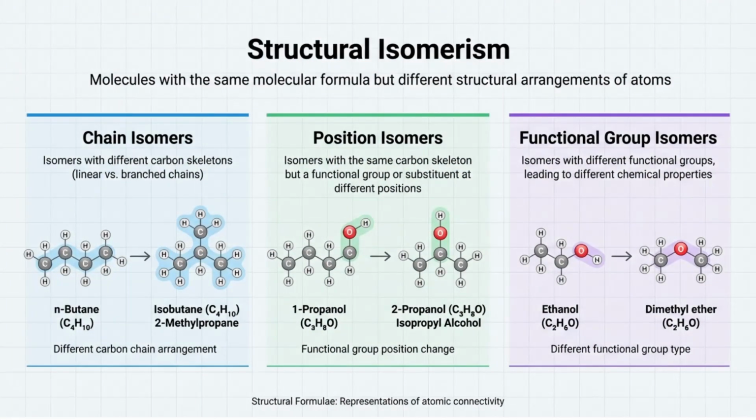In structural isomerism, compounds differ in the connectivity of atoms. Chain isomers differ in the arrangement of the carbon skeleton. Position isomers differ in the location of a functional group or substituent. Functional group isomers have the same molecular formula, but different functional groups. These variations result in different chemical and physical properties despite having the same formula.